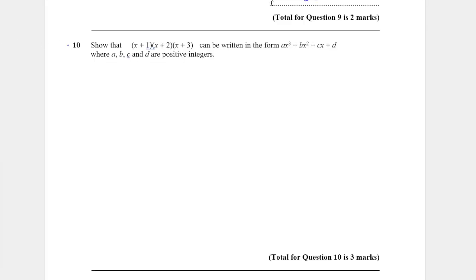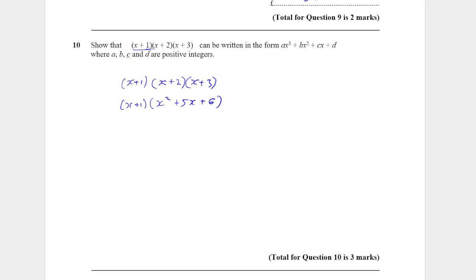Question 10, show that, so we've got a triple bracket to expand. So I always pick the more difficult of the two brackets to expand first of all. So I'm going to expand this part first of all. So if I expand that, I would get x squared, 3x plus 2x would be 5x, plus 6. And then I need to do this third part, x plus 1. So I'm timesing it by x plus 1.